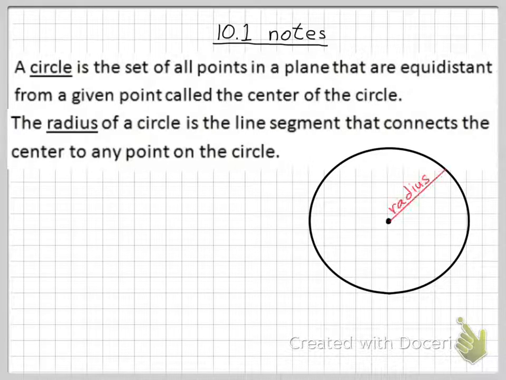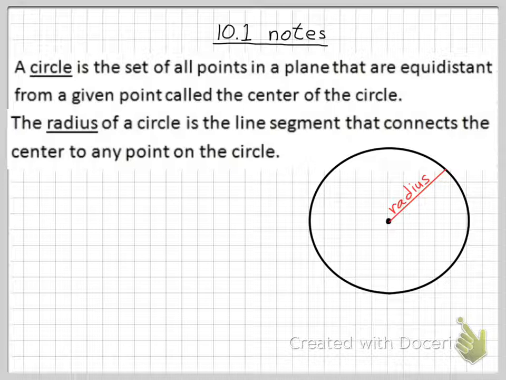Okay? And then a radius is the line segment that connects the center of the circle to any point. Okay? And remember, it's half the diameter. The diameter would be all the way across, right? Well, the radius is half that. It's from the center to the edge of the circle.